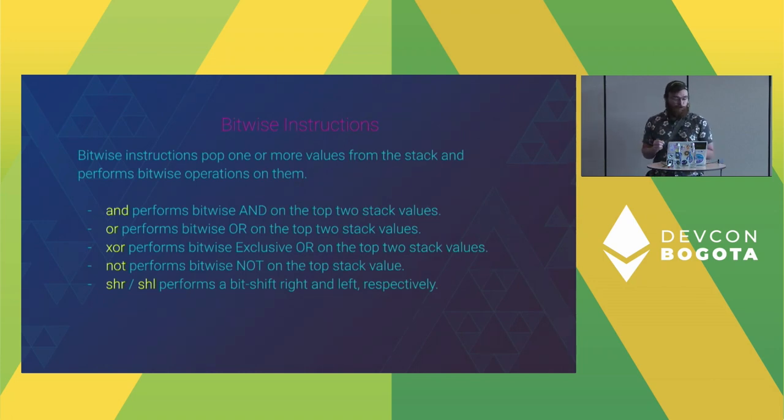XOR is exclusive OR, so basically it will only push a 1 if one of the two values is 1, but not both. NOT will invert it, so whatever the value is, it'll invert that: if it's 0, 1; if it's 1, 0. And then SHR and SHL will perform bit shift operations where we can shift the bits left and right.